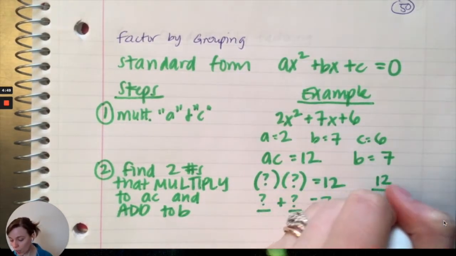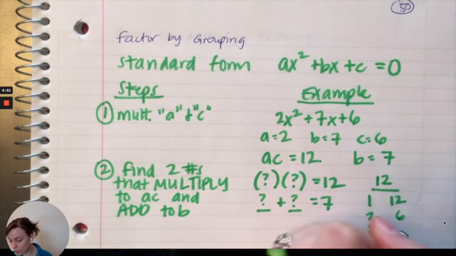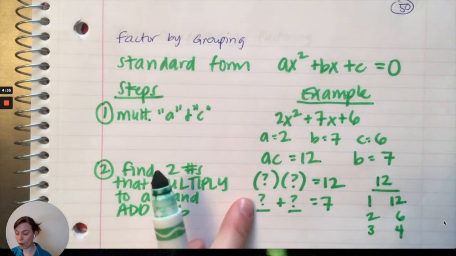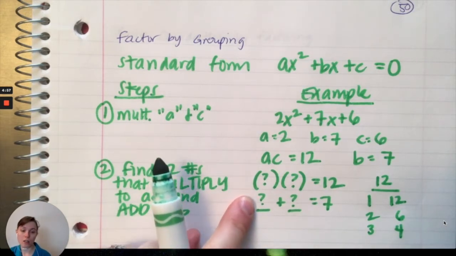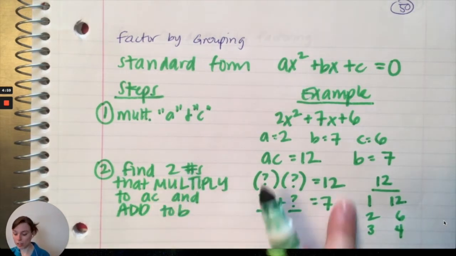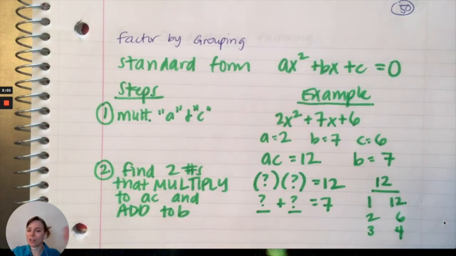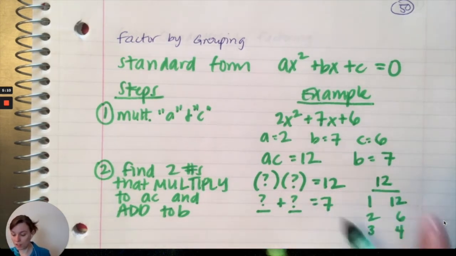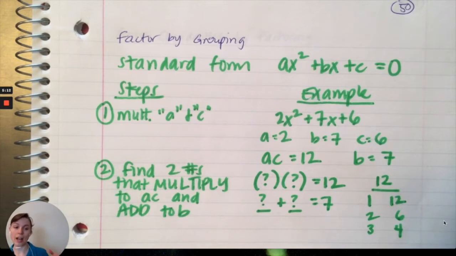We have 1 and 12, 2 and 6, 3 and 4. That's it. Those are the only 3 pairs of numbers. Where we could have an infinite number of pairs to make 7 when adding, I can only have 3 pairs when multiplying. There could be some negatives and positives in there, but I only have these 3 pairs plus whatever signs are on them to multiply to make 12. So, of these pairs, which ones could I have positives or negatives on to add to 7?